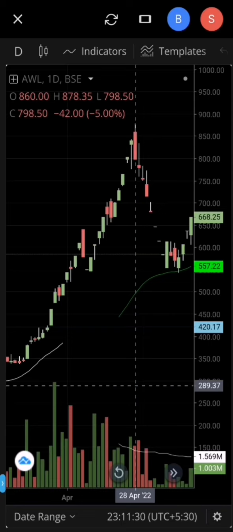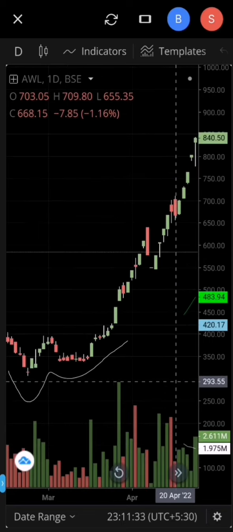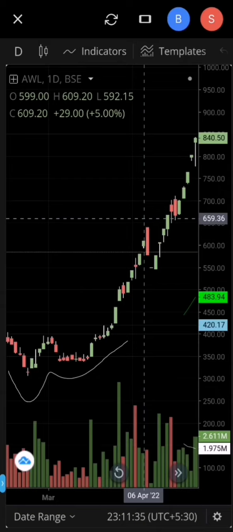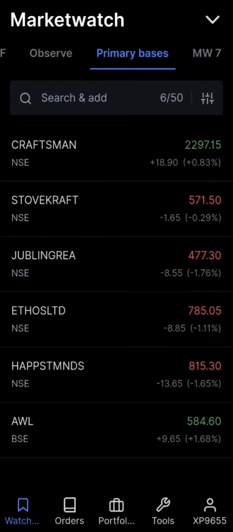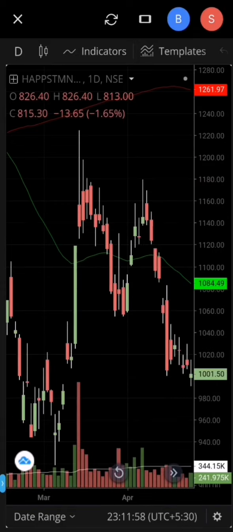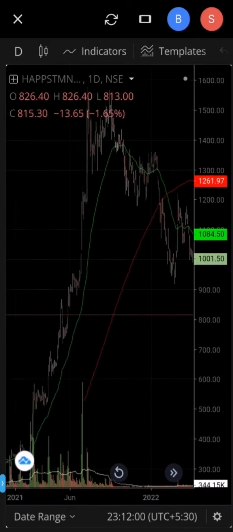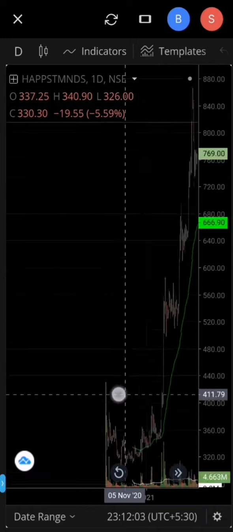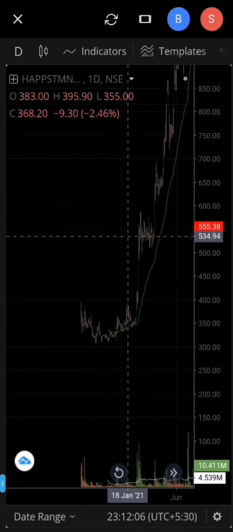You don't have to catch the entire move. Even if you got 50% of this move, you still have compounded your capital very rapidly, and that is how your capital is appreciated when you get into a correct IPO base breakout. So this was the Adani Wilmar example. Now let's see a different kind of example, Happiest Minds. In this case, yeah, this is also another kind of example in itself.